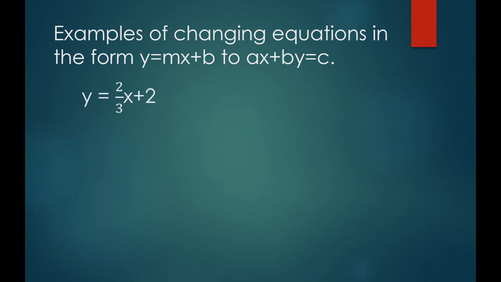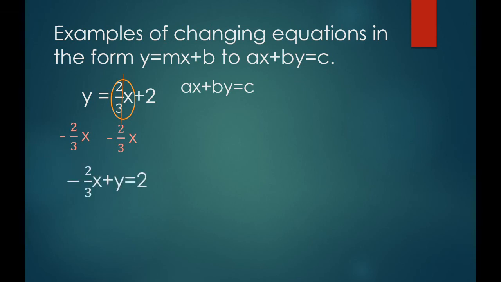Ito, may fraction. Y equals 2/3 x plus 2. Tatanggalin lang din natin si 2/3 x dyan sa right. Add negative 2/3 x. So that is 0. And parang nilipat lang natin si 2/3 x sa left side of the equation that it became negative 2/3 x. So our equation now became negative 2/3 x plus y equals 2. So naka-ax plus by equals c na siya.